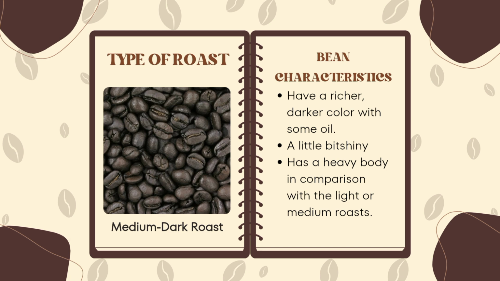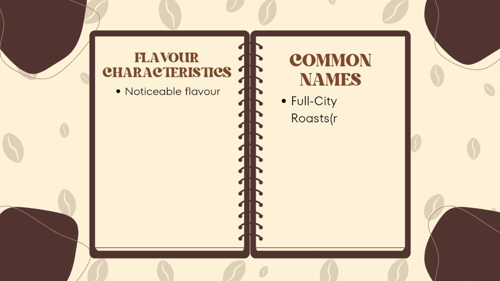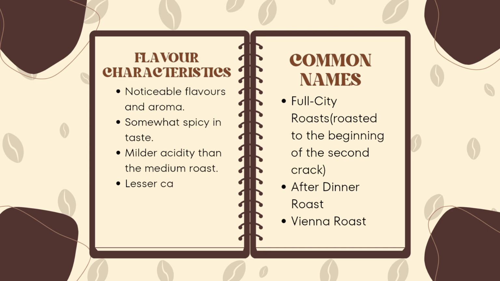Bean characteristics. Have a richer, darker color with some oil. A little bit shiny. Has a heavy body in comparison with the light or medium roasts. Flavor characteristics. Noticeable flavors and aroma. Somewhat spicy in taste. Milder acidity than the medium roast. Lesser caffeine than the light or medium roast. Common names: Full city roasts, roasted to the beginning of the second crack, after dinner roast, Vienna roast.